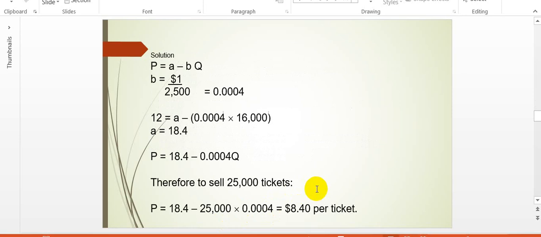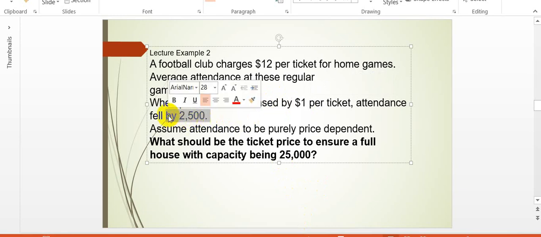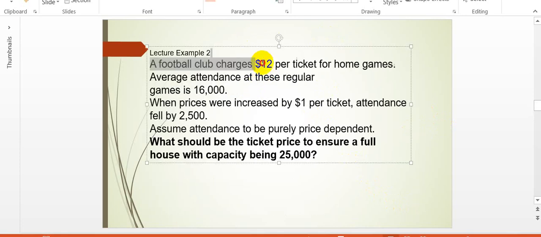We put up our demand function formula and substitute in the formula. First we find B. We know price increases by $1, and attendance fell by 2,500. So 1 divided by 2,500 gives us B as 0.0004. We know what our P is, 12.